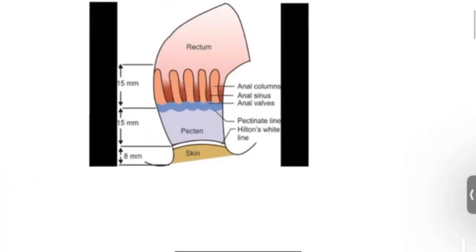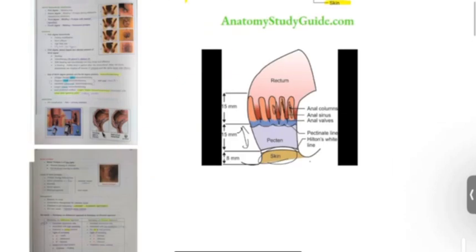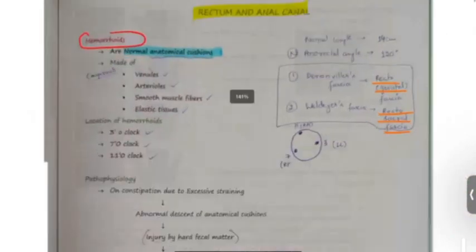yeah, again the same picture. These are the anal columns, these are the anal valves, and then they all terminate at a line called pectinate line, below which again there is a 15 mm gap, and then it opens into skin. Okay, so with this anatomy we'll start with hemorrhoids.